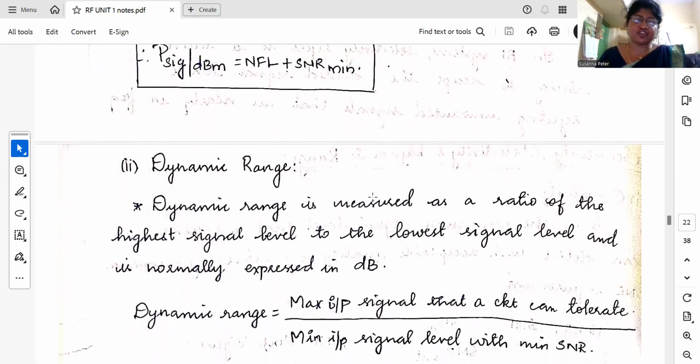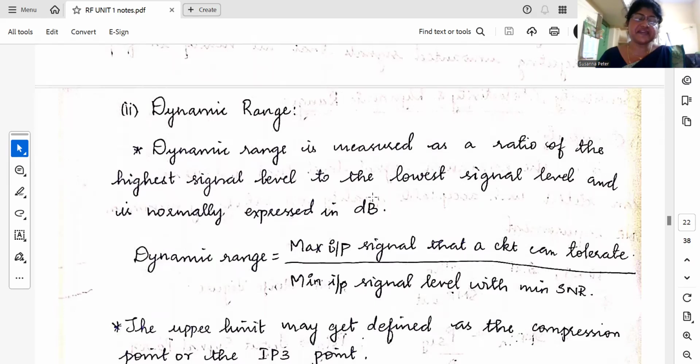Then dynamic range. Dynamic range is the difference in decibels (dB) between the minimum detectable signal and the maximum usable signal. The minimum detectable signal is the lowest signal, set by the system's sensitivity or noise floor. So here sensitivity comes in.